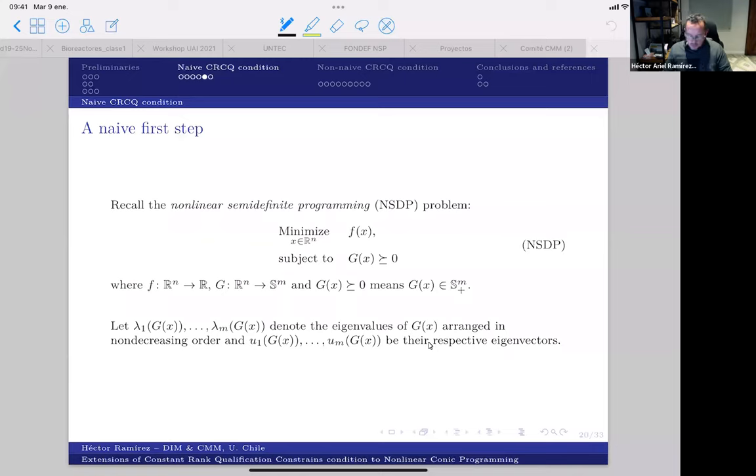Semi-definite programming, as I said before, you minimize a smooth function, and you typically have one single SDP constraint, but G is smooth as well. But the issue here is that you can be interested in working with eigenvalues and eigenvectors. As you see here, you can denote lambda the eigenvalues and u_1 to m the eigenvectors. It's natural to try to work with them and recreate the approach before. But there is a problem.